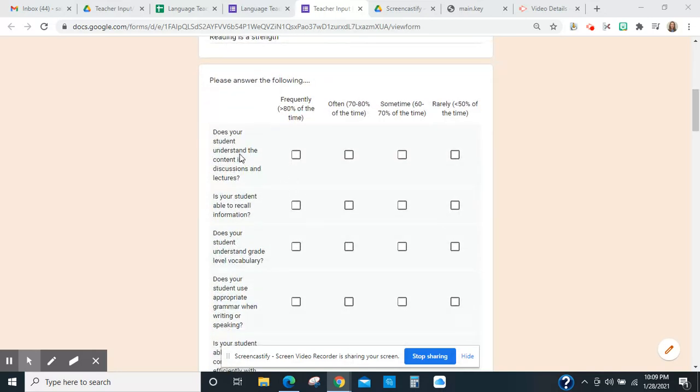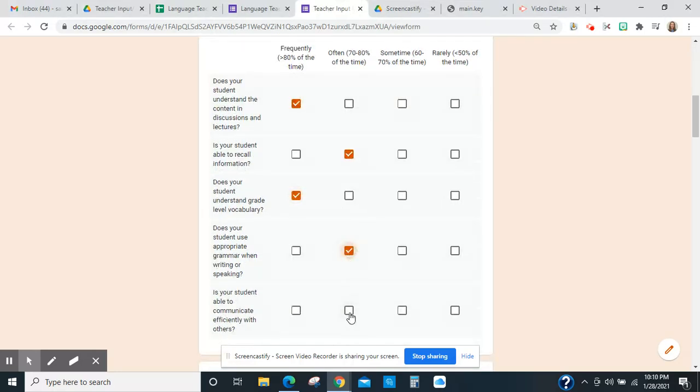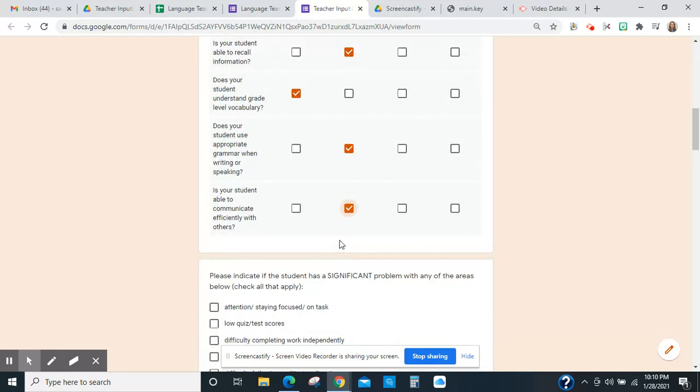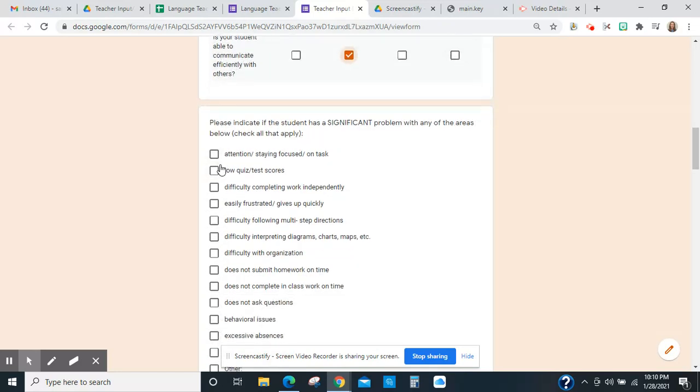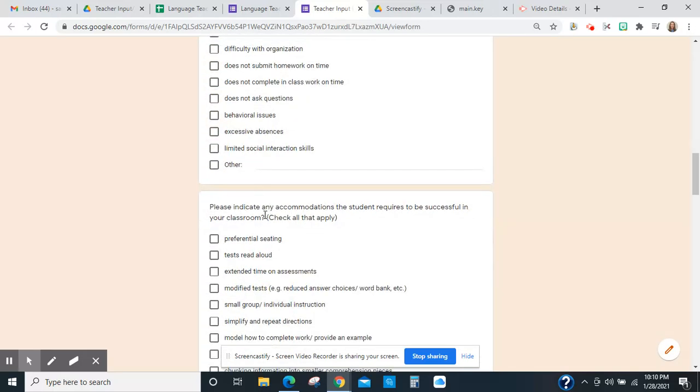It goes down and asks various questions such as, does the student understand the content? Frequently, often, sometimes, or rarely. And the teacher will just go through and check what is applicable to their student. These are just basic language areas from the ASHA guidelines. The next section indicates if there is a significant problem with any of the following areas, such as attention, the student giving up quickly or getting frustrated, difficulty with multi-step directions.